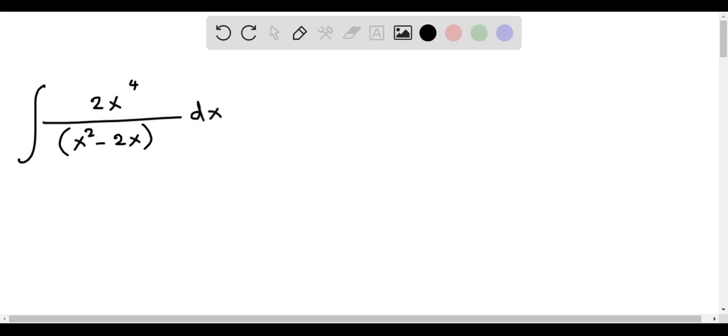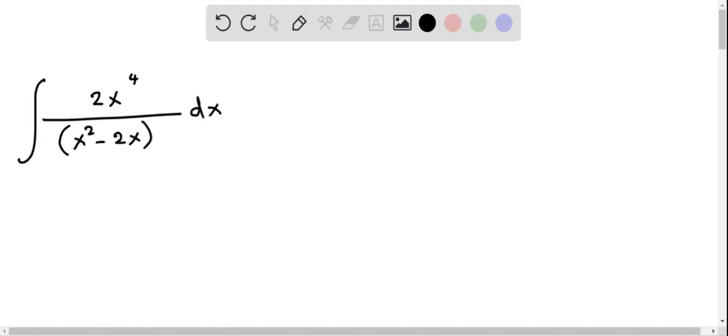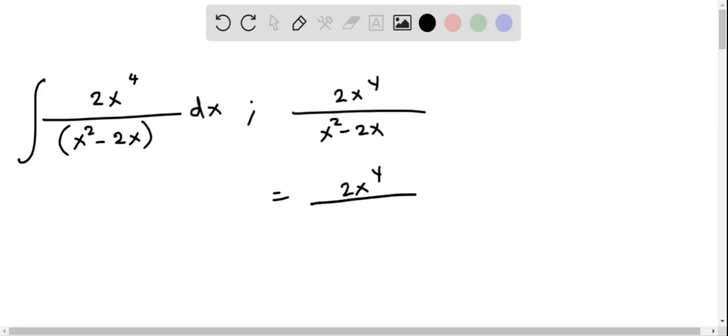We now apply the method of partial fractions to evaluate this integral. So here first let's consider the expression inside the integral, that is 2x^4 divided by x^2 minus 2x. I'm going to simplify this expression as much as possible. First I write the numerator polynomial as it is, that is 2x^4, and in the denominator polynomial we can factor the x. So when I do that, I get x times (x minus 2).